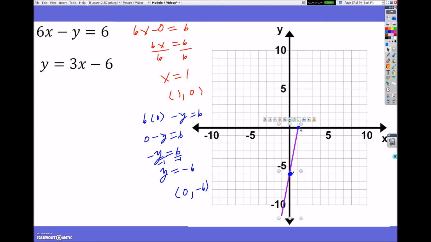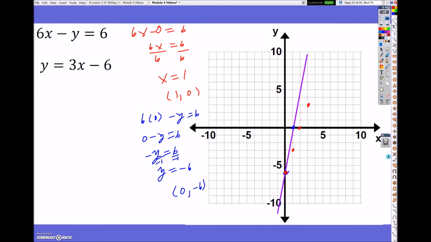Alright, so now I need to see my next one. Good news on the next one, it's already in slope-intercept form. So all I'm going to do is now go down to -6, which is my y-intercept, and then I'm going to go up 3 over 1, up 3 over 1, up 3 over 1.